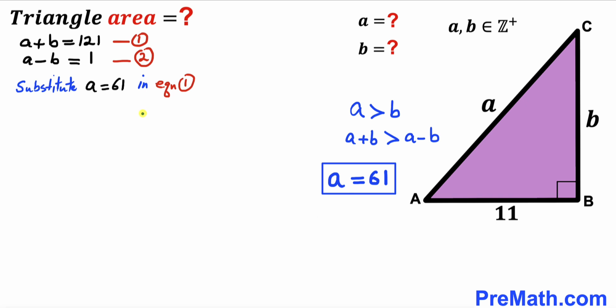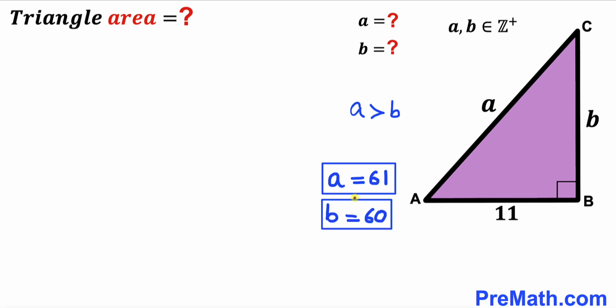And here's our next step. Now we are going to substitute a equals 61 in equation 1. Here we have copied down our equation 1, and now we substitute the a value. So we get 61 plus b equals 121. Now we subtract 61 from both sides to isolate b, and here they are gone. So our lowercase b value turns out to be 60. Thus our b value is 60 units and our a value is 61 units.